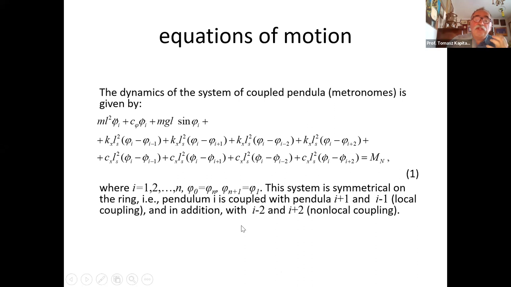Okay, so for this ring of 20 metronomes, it is possible to derive equations of motion. The system is quite simple. The equations can be derived directly from the second law of Newton. You can also use the Lagrange equations to do this. That is not so difficult. The only problem is that these equations can be a little bit long. But this is not a big problem. The biggest problem is this momentum here. And this is the momentum which is given to the pendulum.